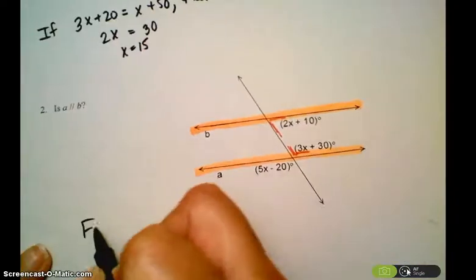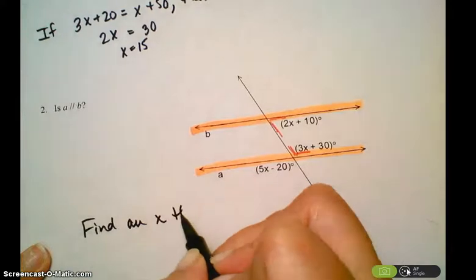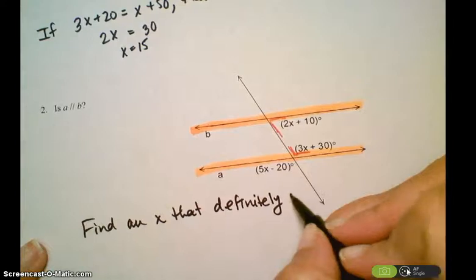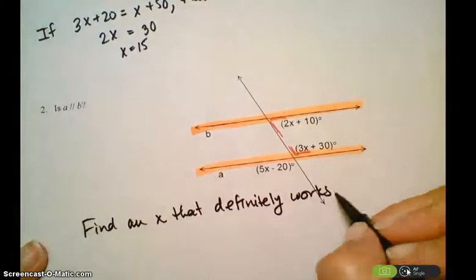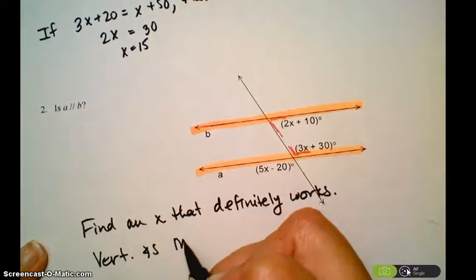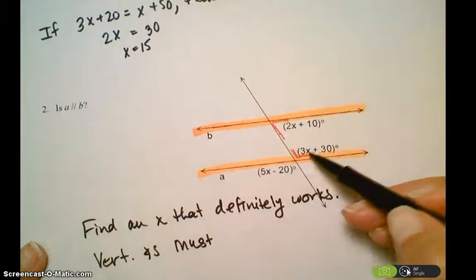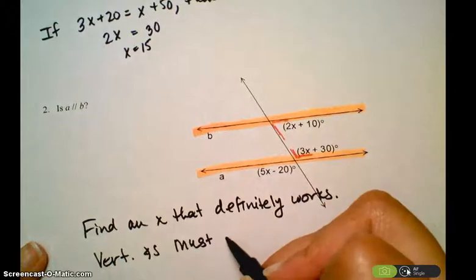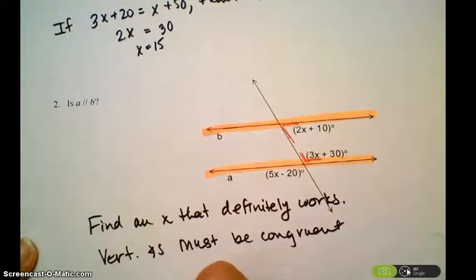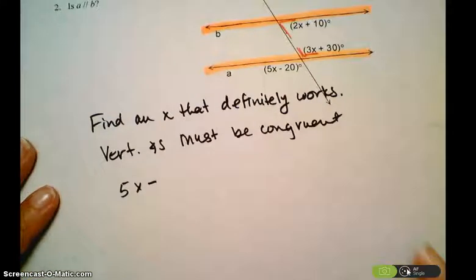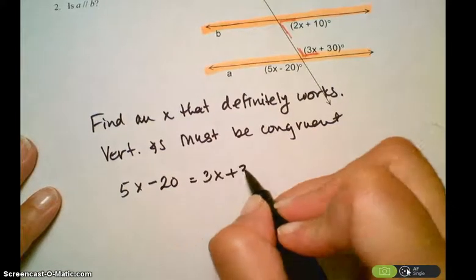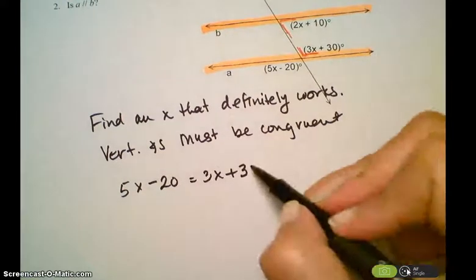Okay, so the x, I am guaranteed that those vertical angles must be congruent. And if that's the case, then I can find an x that would make this pair of vertical angles equal, and it has nothing to do with lines being parallel. So I go ahead and set 5x minus 20 equal to 3x plus 30. And then I'm going to go ahead and solve for x.